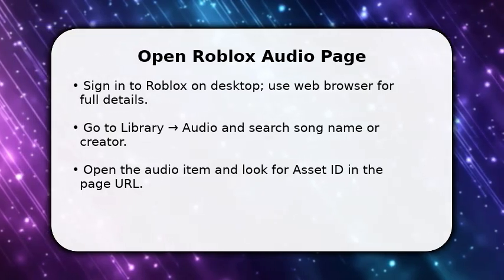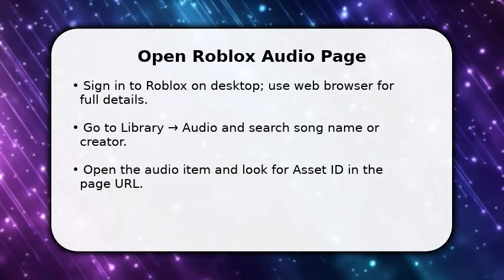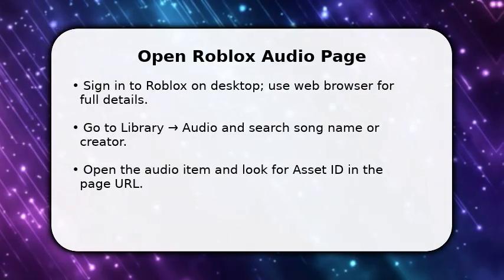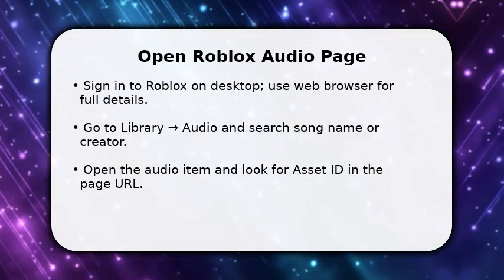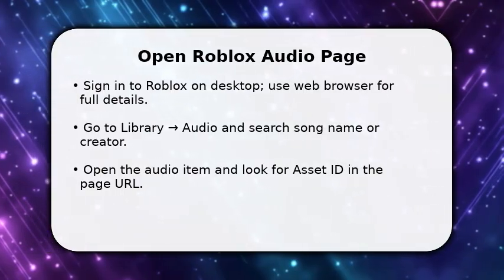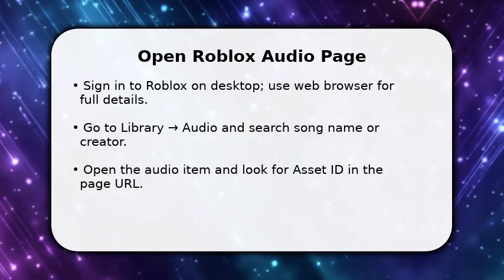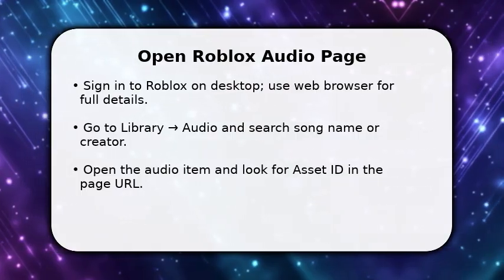Start by opening Roblox in a browser and go straight to Library, then Audio. Search the track or creator name, then open the audio's detail page. Once there, inspect the URL or the page's asset ID field. This numeric sequence is the song ID you need.